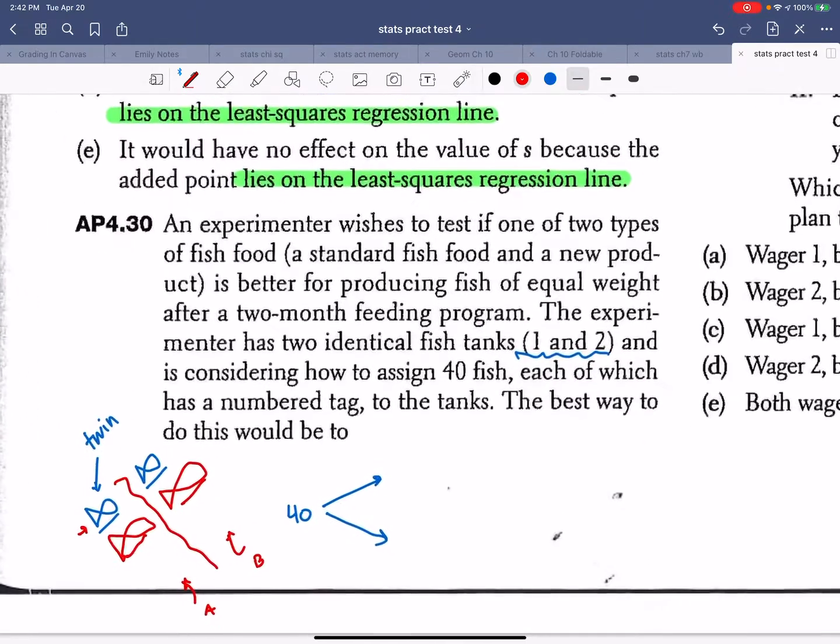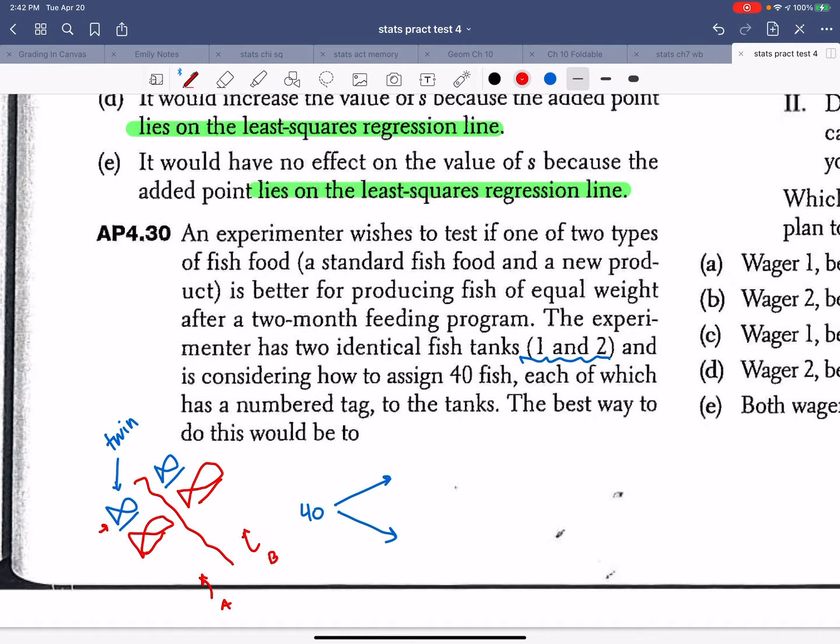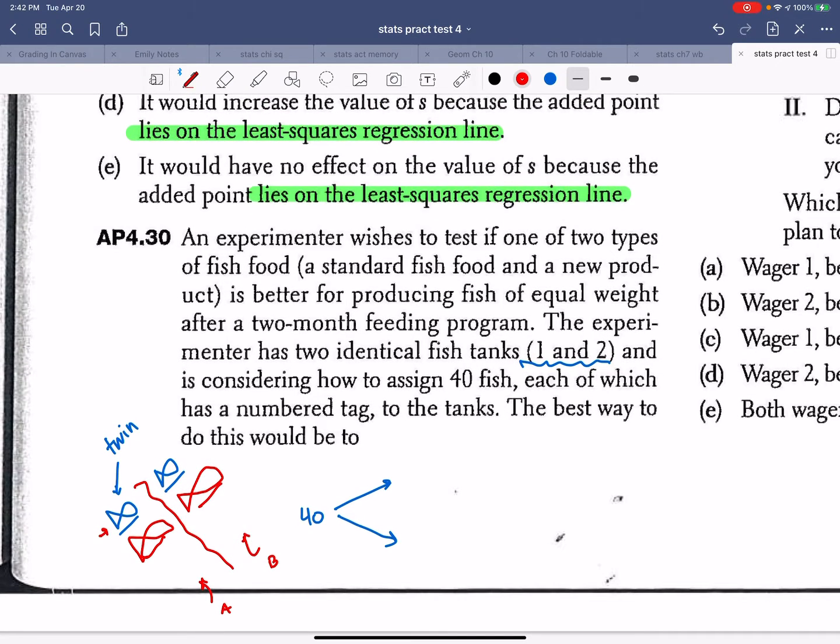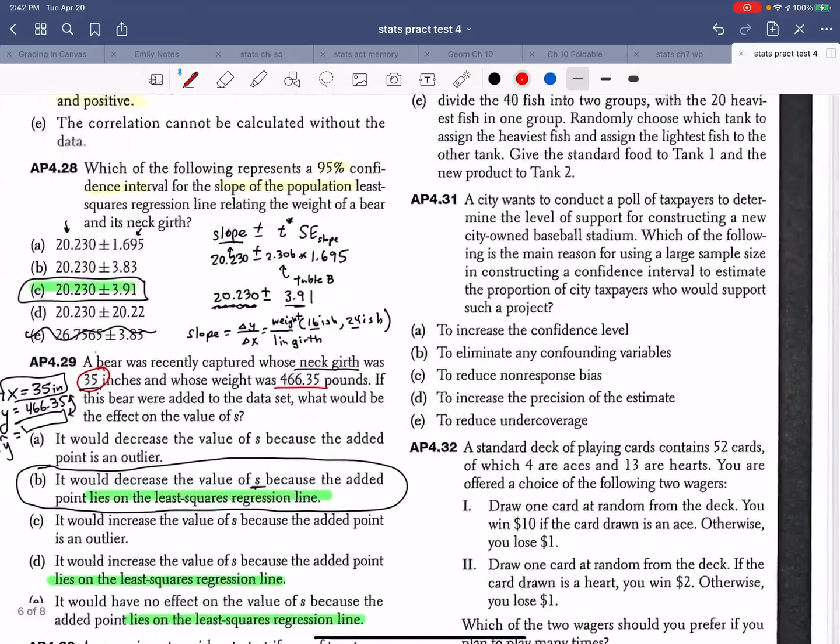So that's what we would do here, is that you would put 20 fish of varying sizes in your tank. I said tank A, but it says tank 1. And 20 fish of varying sizes in tank 2. And we set up this match pair. And then that way we can compare this fish to that fish at the end. Okay, so which one describes this setup?